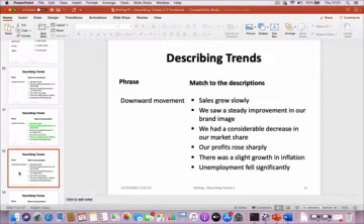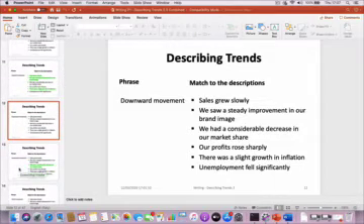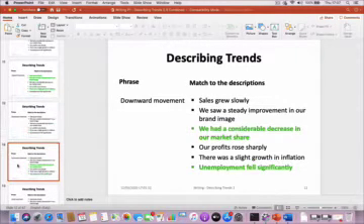Same list of descriptions, in this case describing a downward movement. I think this one should be slightly easier, as you've already discovered the upward movements. They are: we had a considerable decrease in our market share, unemployment fell significantly. Market share is the percentage of the market for your company, how much you sell into the market. Unemployment, disoccupazione.